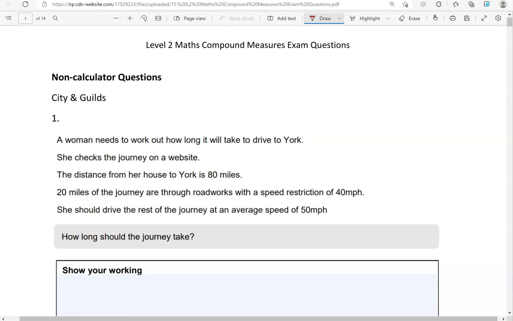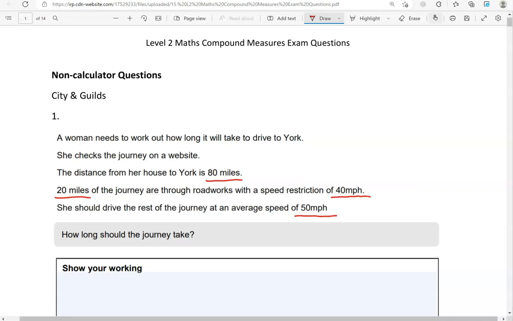Here's the first one. A woman needs to work out how long it will take to drive to York. She checks the journey on the website. The distance from her house to York is 80 miles. 20 miles of the journey are through roadworks with a speed restriction of 40 miles per hour. She should drive the rest of the journey at an average speed of 50 miles per hour. How long should the journey take? Show your working. So this is about speed.